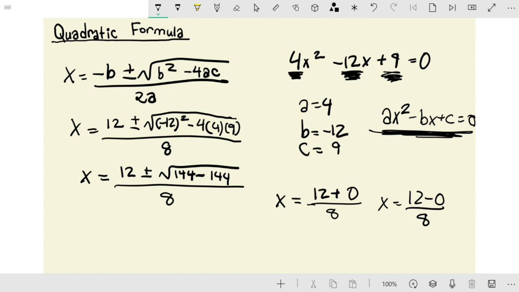And if we solve these two, it would be x equals 12 over 8 and x equals 12 over 8. So this is how we apply the quadratic formula to an equation and how to find x.